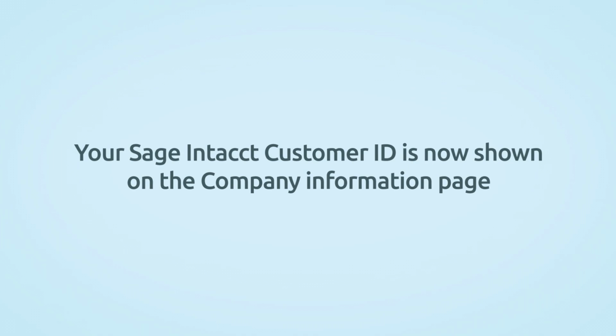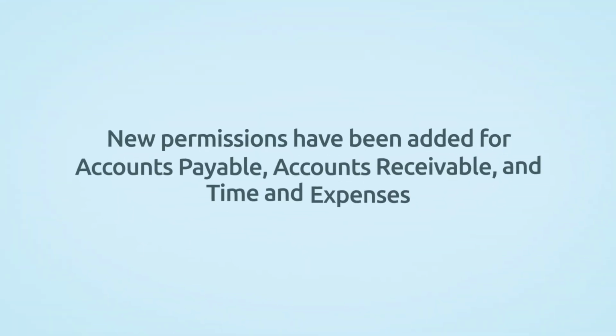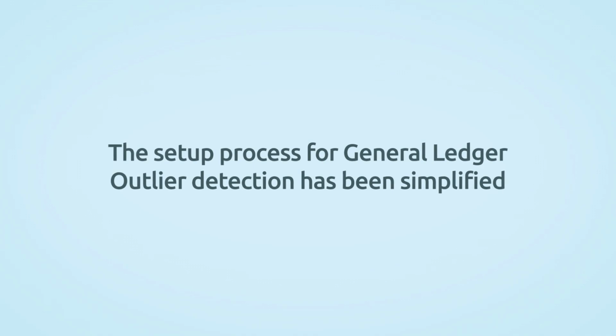As well as adding new features, every Sage Intacct update also improves existing functionality. I'll briefly go over some of these changes now, and again, all of these updates are for all regions. Your Sage Intacct customer ID is now shown on the company information page. New permissions have been added for accounts payable, accounts receivable, and time and expenses. Sage Intacct can now be configured to automatically send payment notifications to both primary and secondary email addresses. And the setup process for general ledger outlier detection has been simplified.